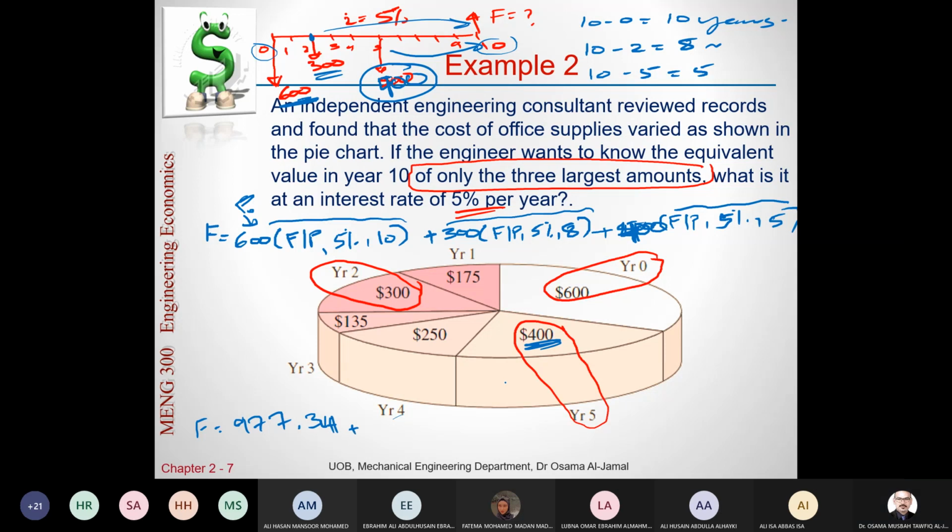Second one, 488.66. Third one, 510.51. Now the total. Let's add them together. 1976.5. Sorry, how much?